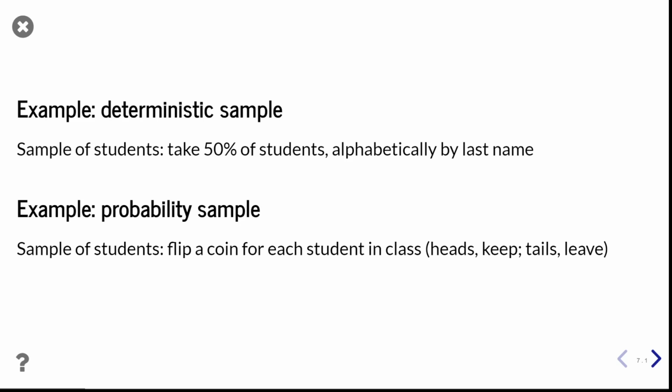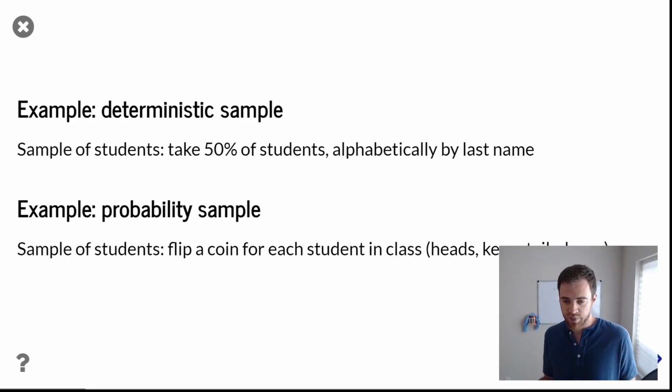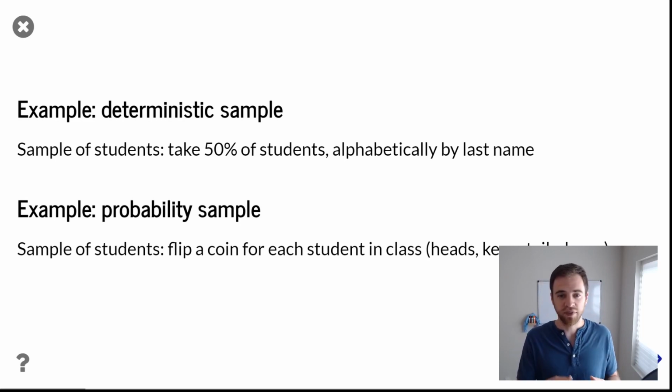On the other hand, suppose I want a sample of my students, maybe to survey them about what they think about the class. One way I could do it is for each student in the class, I flip a coin. If the coin comes up heads, I keep that student in my sample. If it comes up tails, I do not include them. This is purely random. If I do it over and over again, I'm going to get a different sample every time. That is intuitively the difference between a deterministic sample and a probability, or random, sample.